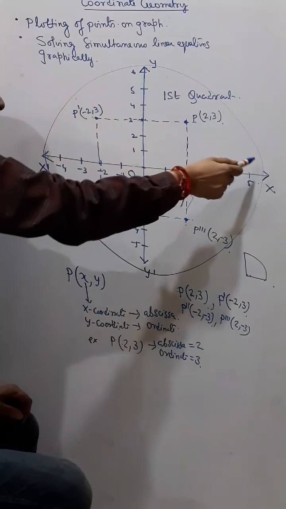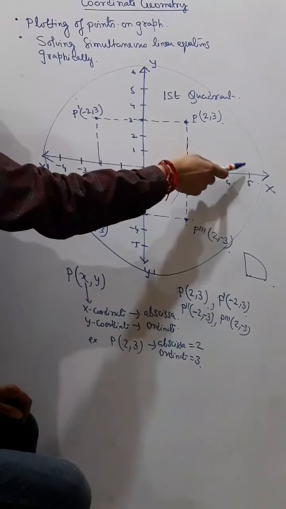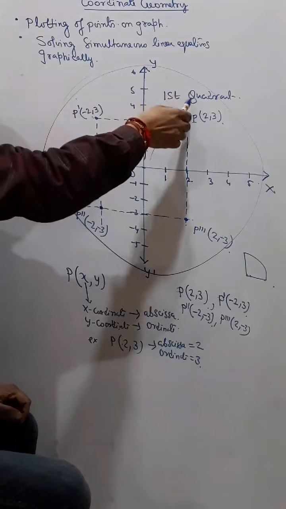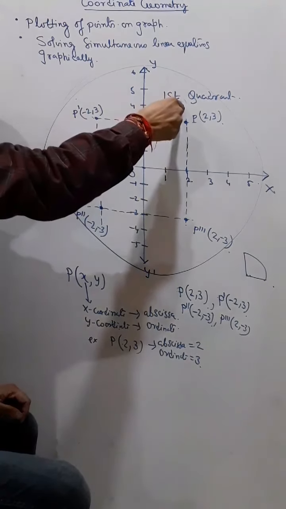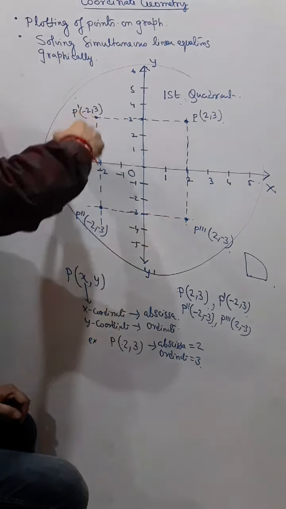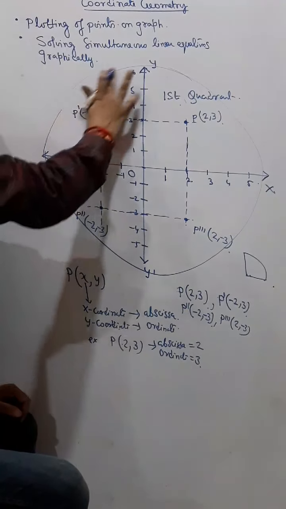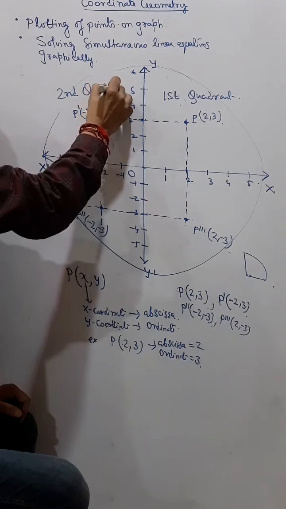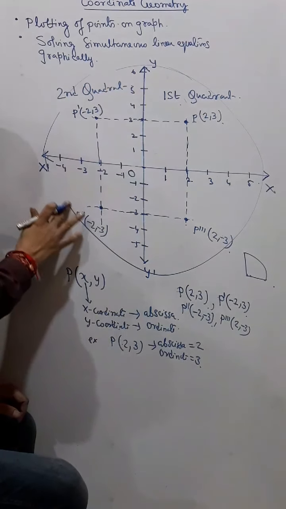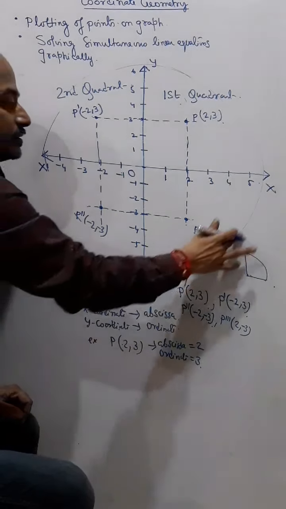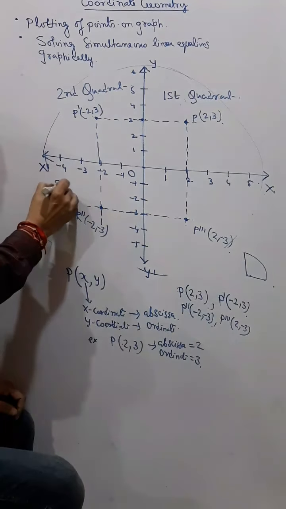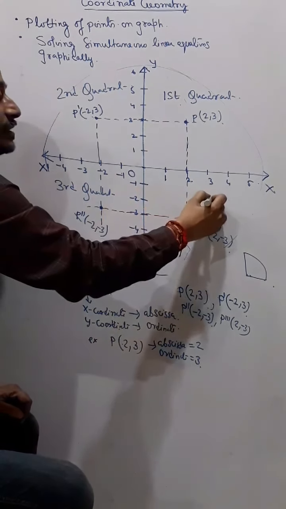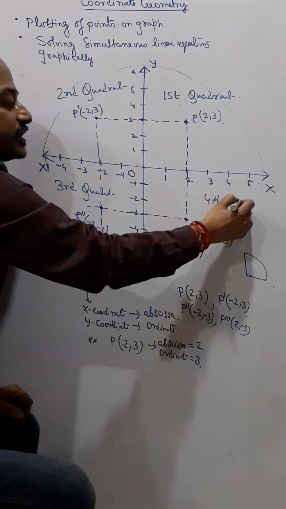Now in science we always take anti-clockwise as the positive direction. So always we go anti-clockwise. So if this is the first quadrant, then if you turn anti-clockwise, this we say is the second quadrant. So this is the third quadrant and this is the fourth quadrant. Understand?